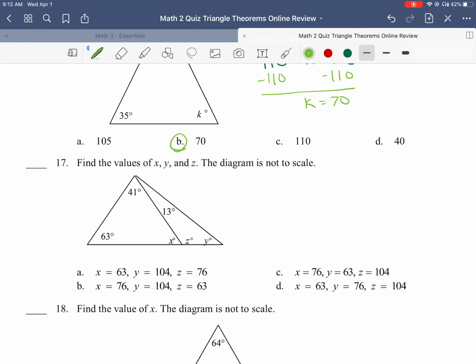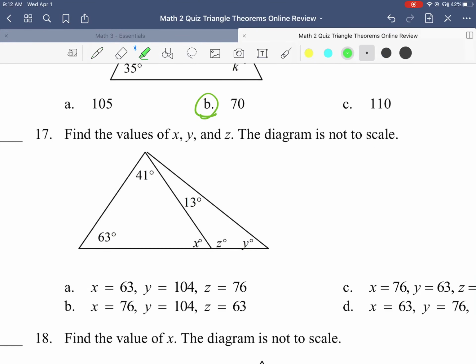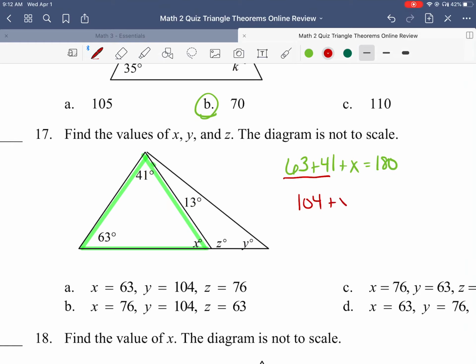Okay. Find the value of x, y, and z. Okay, so I'm going to pay attention, break this up. Notice that I have a triangle here. In a triangle, they are equal to 180 again. So if I want to find x first, 63 plus 41 plus x has to equal 180. Combine my like terms, 104 plus x equals 180. Subtract 104, x equals 76.